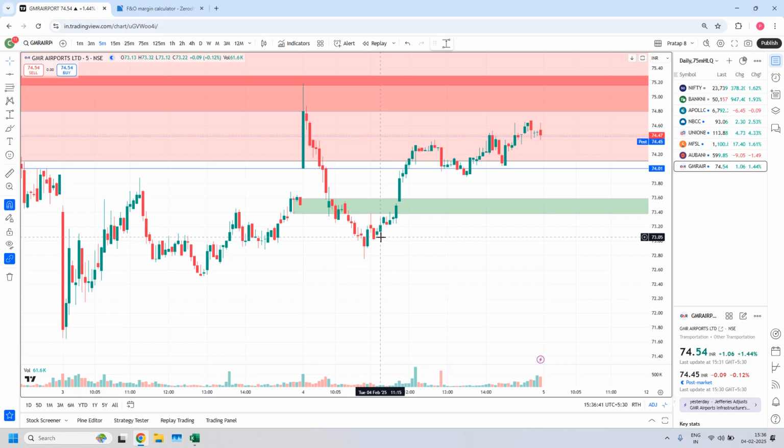That is the reason why I suggested most of you to do at least 2 to 3 months of paper trading, so that you understand how your emotions are playing. If something is stopped out, it won't hurt you because you didn't invest your real capital. Do paper trading.